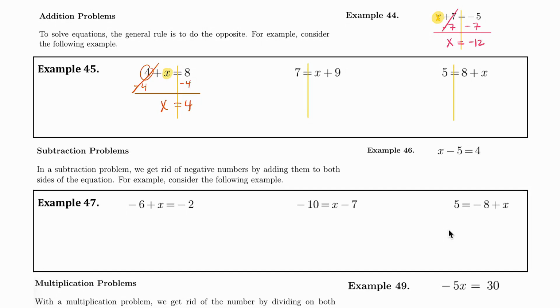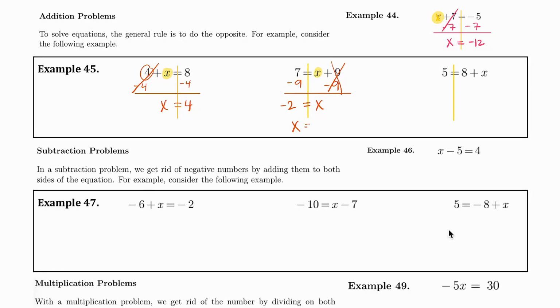On the next one, our variable's on the other side of the equation sign. That doesn't matter. Our goal is still to get that variable alone. Right now we have a plus 9 there with it, so to undo that, we're going to do the opposite. Minus 9 on both sides. This gives me 0, and I'm left with x equals 7 minus 9 is negative 2.